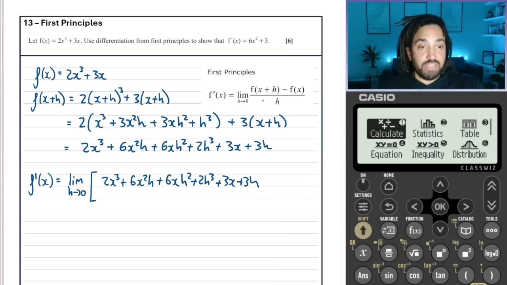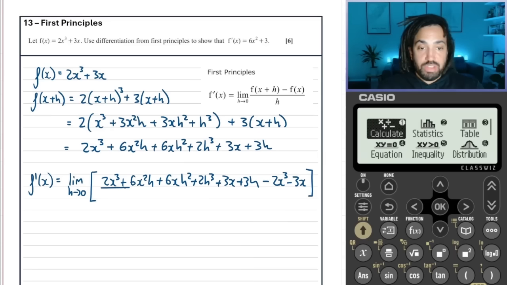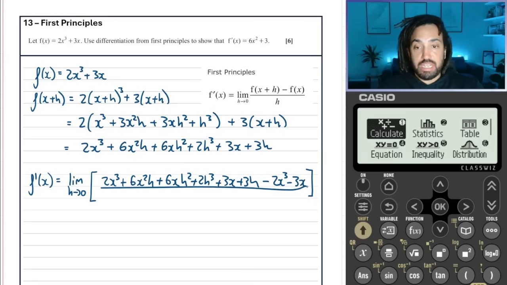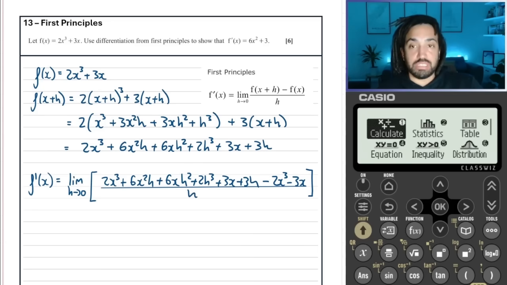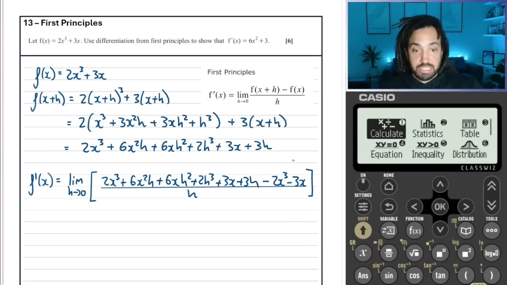And then minus f of x. So we need to minus the whole of this, which means that we're going to be taking away each of those two terms, like so. And then all of that needs to be divided by h. Great. Now, can we see any cancelling here? Yes, we can. There and there, and here and here.